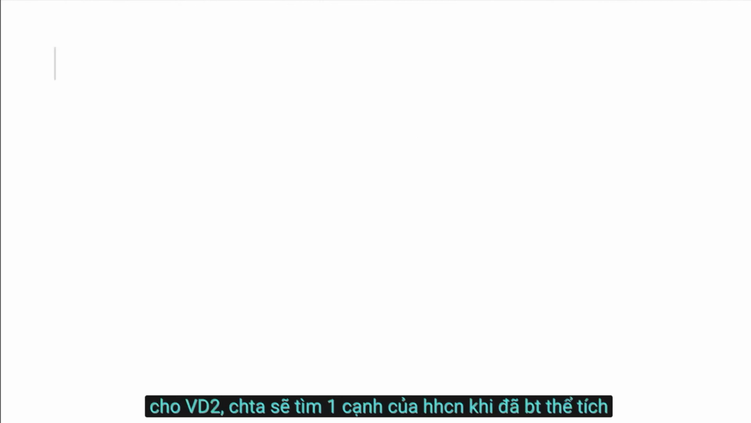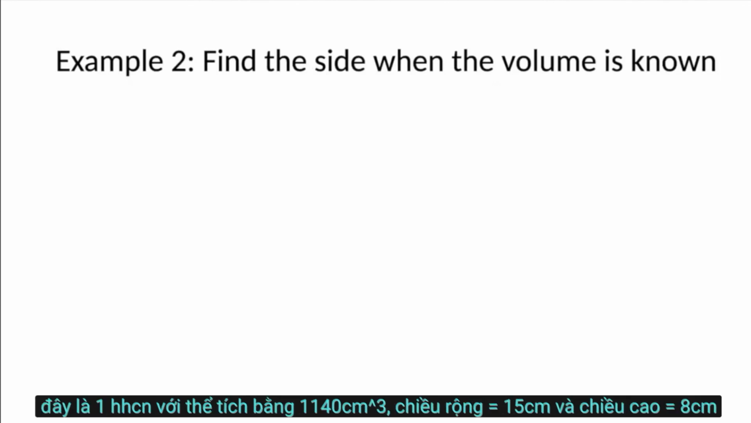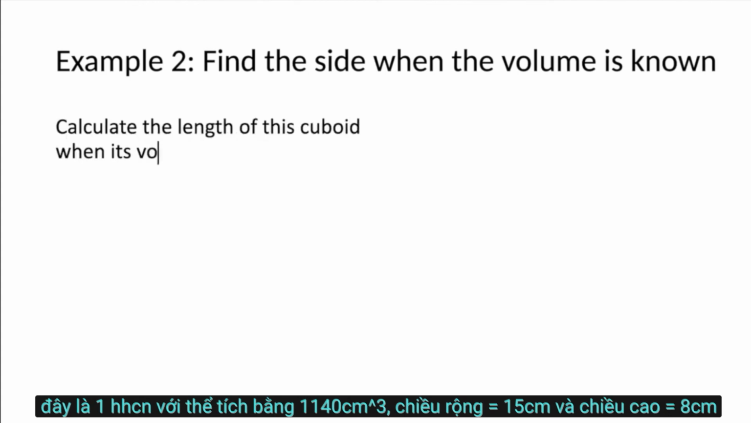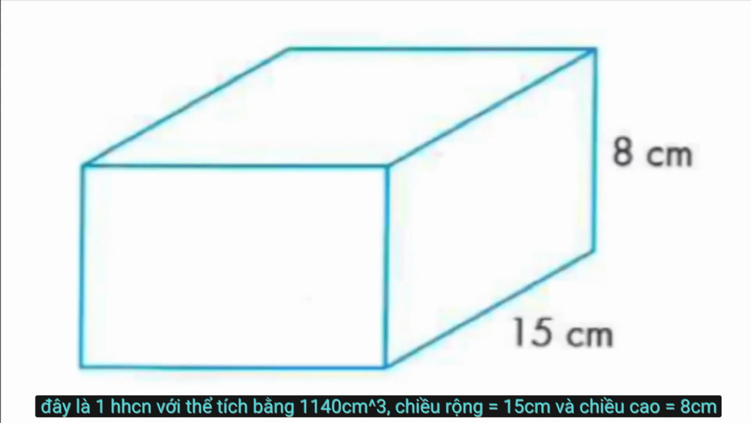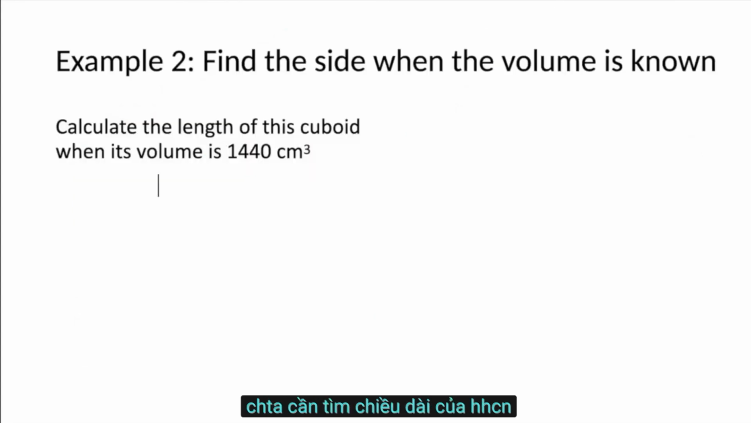For example number 2, we'll find a side of the cuboid when the volume is known. Here we have a cuboid with a volume of 1,440 centimeters cubed, a width of 15 centimeters and a height of 8 centimeters. The question is asking you to find the length of the cuboid.